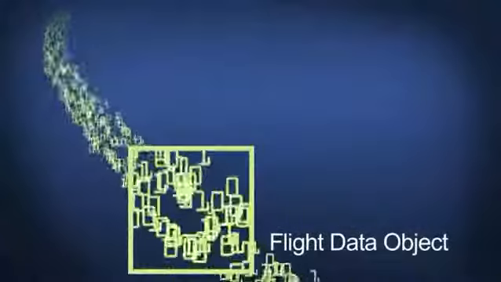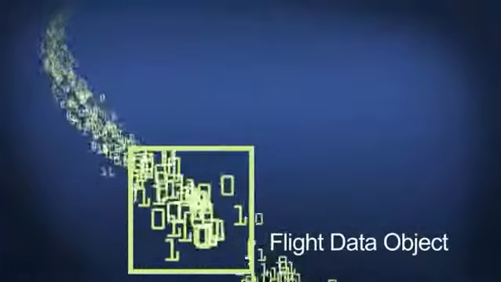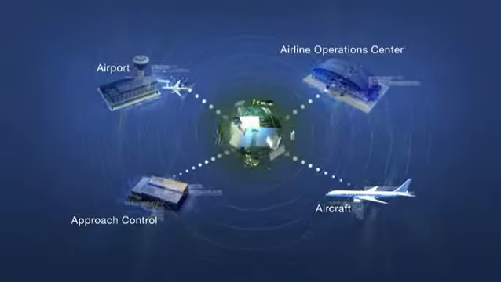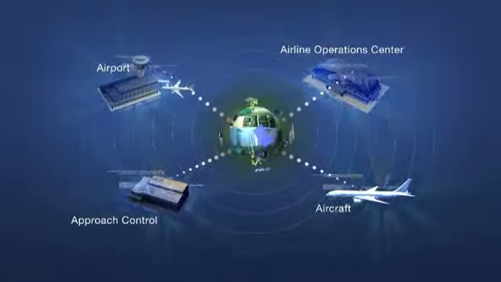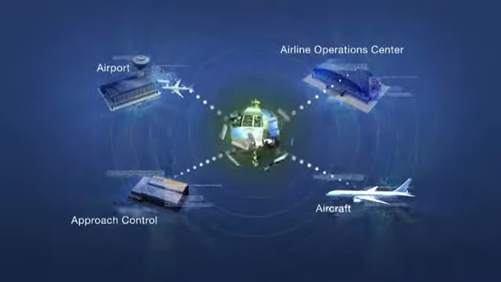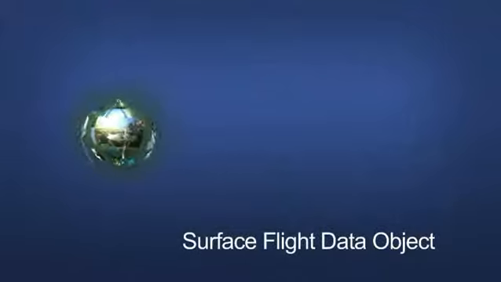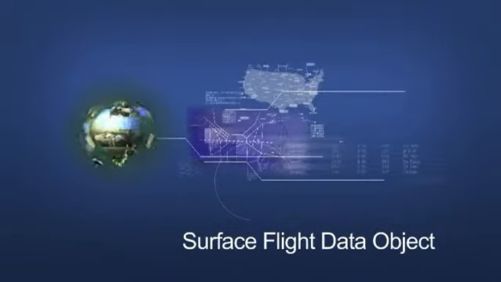One of the most promising tools now in development is the Flight Data Object, a constant dynamic stream of comprehensive flight status data designed to automatically update the systems the FAA and the airlines use to track aircraft and make collaborative traffic management decisions. Surface flight data objects are assigned when the airline files flight plans.